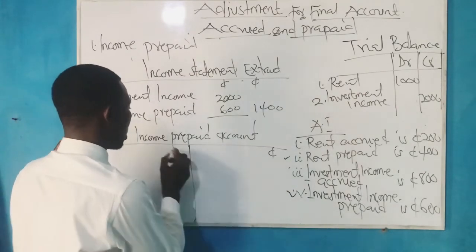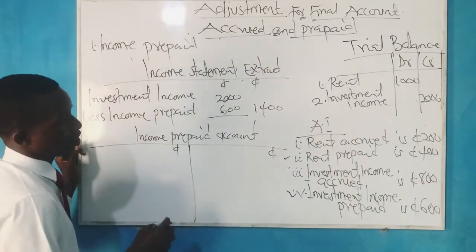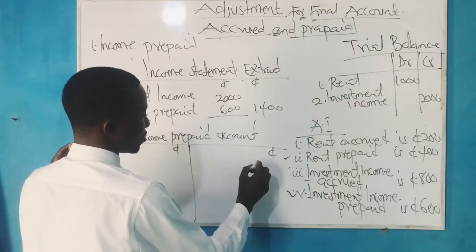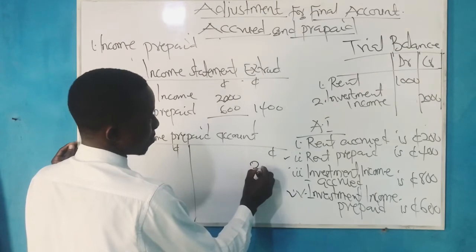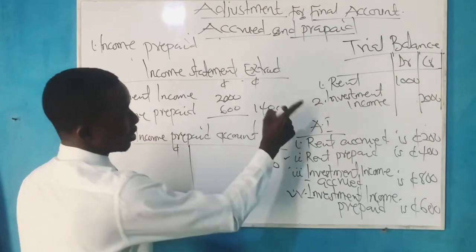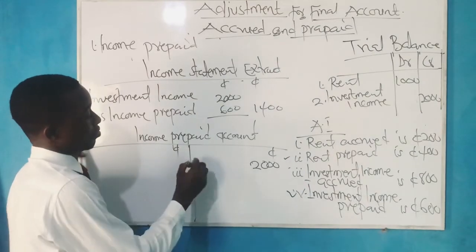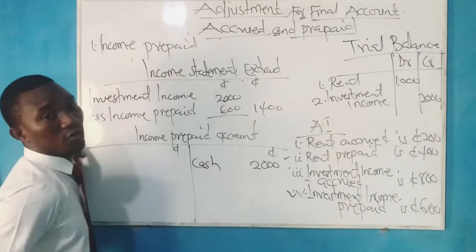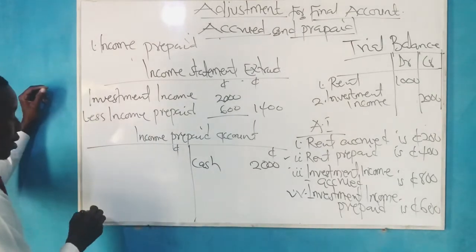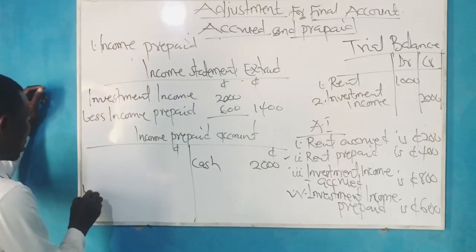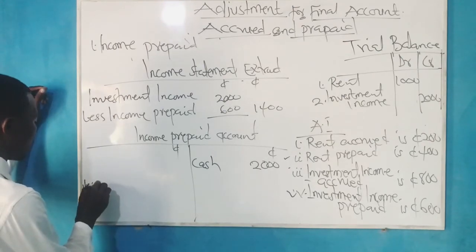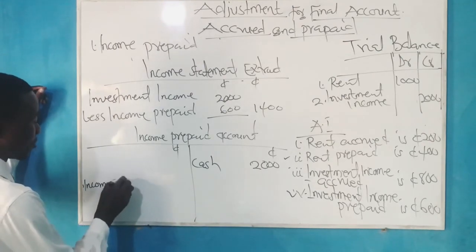Always income, we knew it has a credit balance, a revenue. So the one in the trial balance, we record it here as 2,000. Maybe you receive it through cash, okay, and we are lessing, so we record it at the opposite side. That is prepaid. That is income. We have our income prepaid.